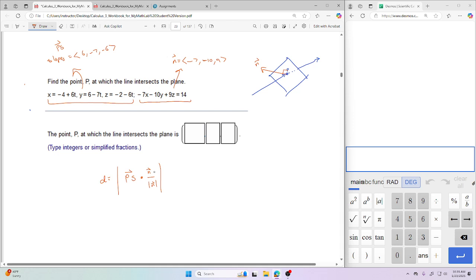What would then be the distance if I had my point right here on the plane? 0. So maybe I solve for x or something? You know what I mean? A lot of weird stuff going on there. And I don't want to.